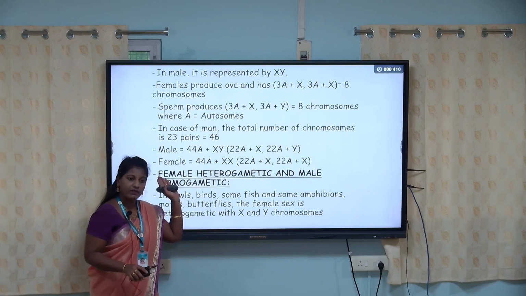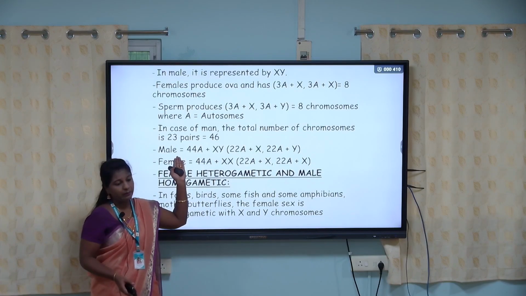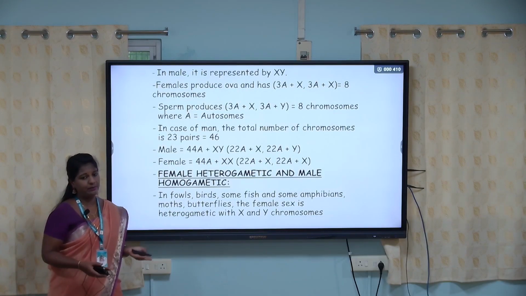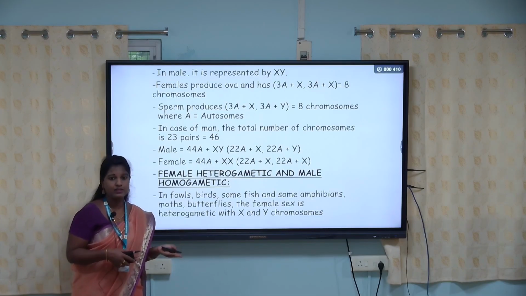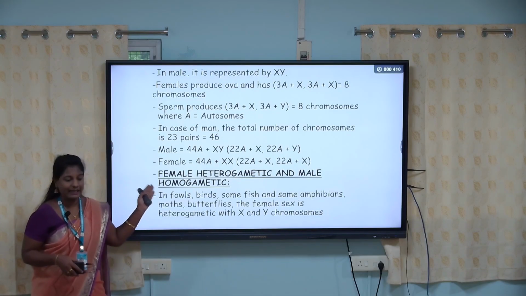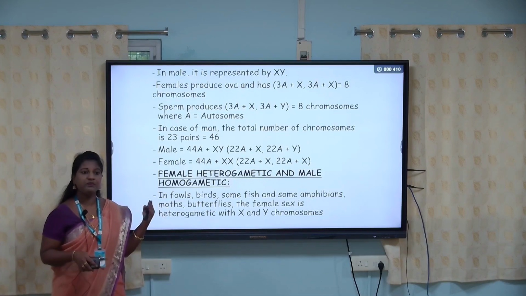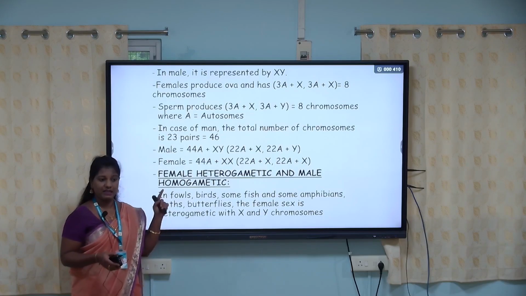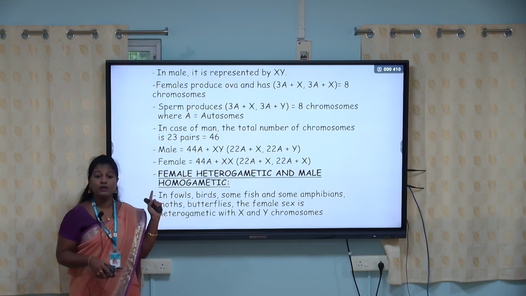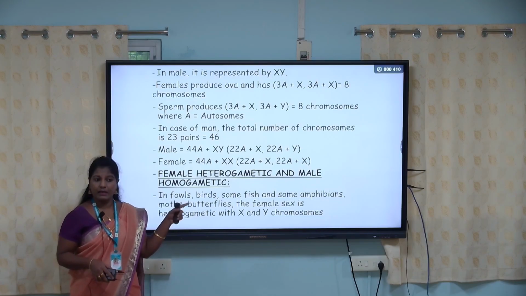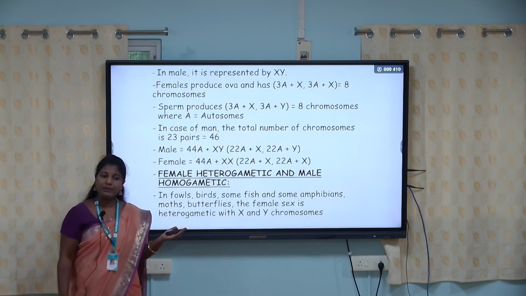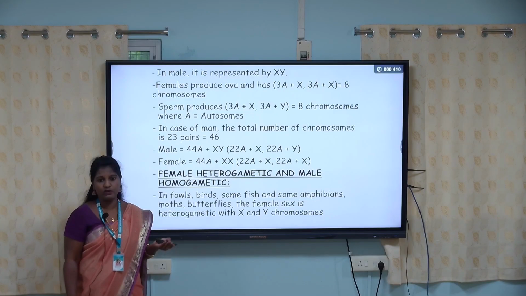So it is possible to have only X chromosome in female, and in male it is possible to have both X and Y chromosomes. Another model can be studied for this chromosomal mechanism of sex determination, where the female is heterogametic and the male is homogametic. Previously we studied female as homogametic and male as heterogametic, but now we are going to see some animal models which have female as heterogametic and male as homogametic. Female as heterogametic means females will have 2 different chromosome combinations and males will have the same set of chromosomal combination.